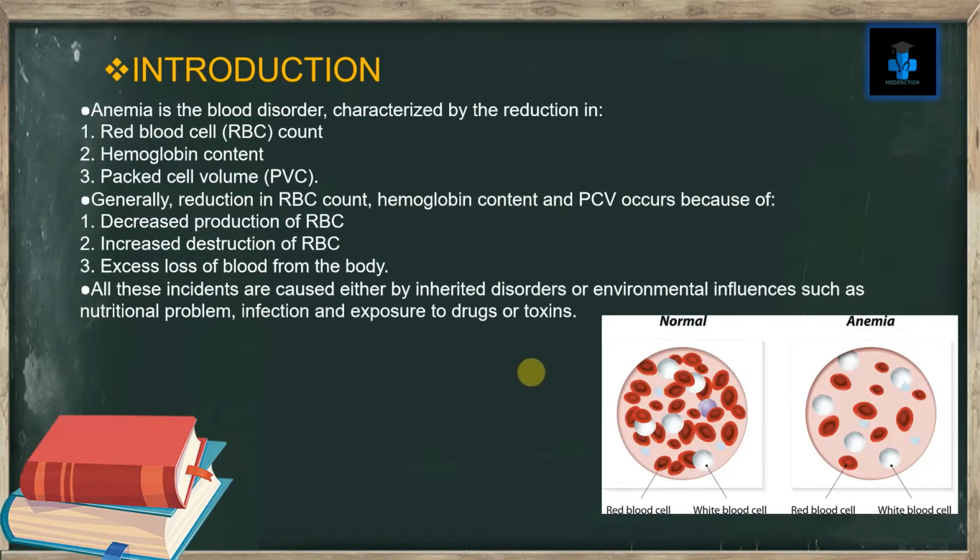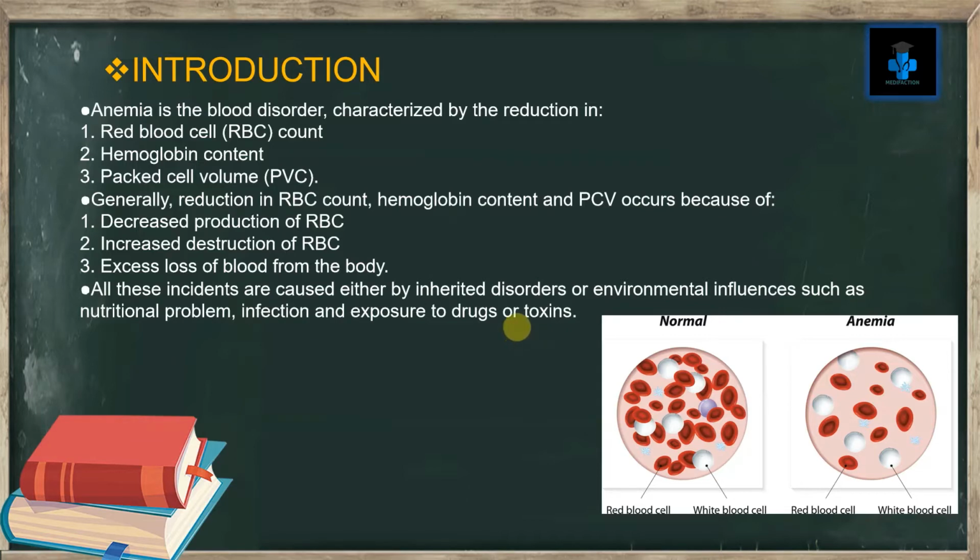Let's begin. Introduction. Anemia is the blood disorder characterized by the reduction in number 1, RBC or red blood cell count. Number 2, hemoglobin content. Number 3, packed cell volume, otherwise PCV. General reduction in RBC count, hemoglobin content and PCV occurs because of number 1, decreased production of RBC. Number 2, increased destruction of RBC. Also, it may be due to excess loss of blood from the body.